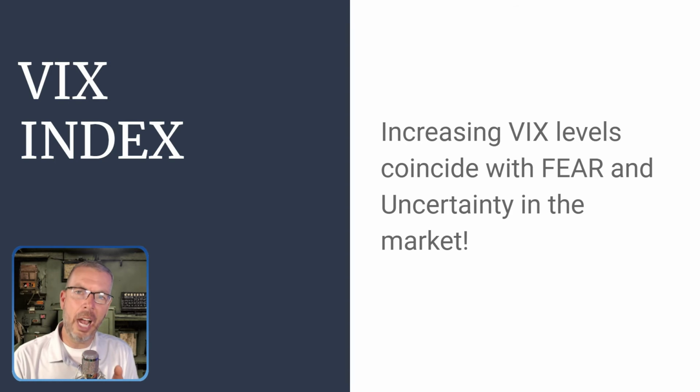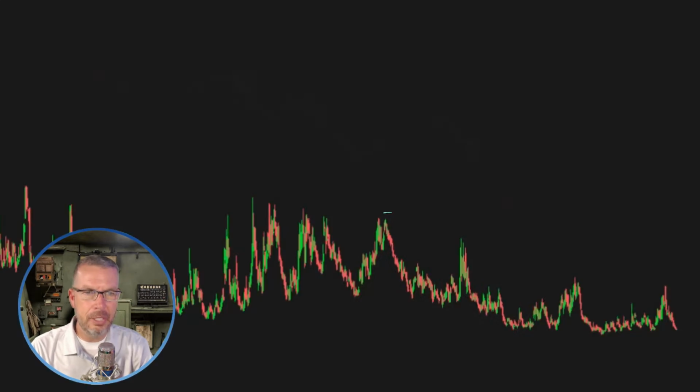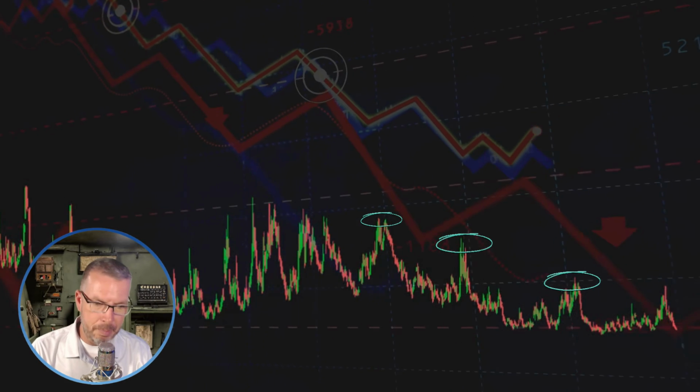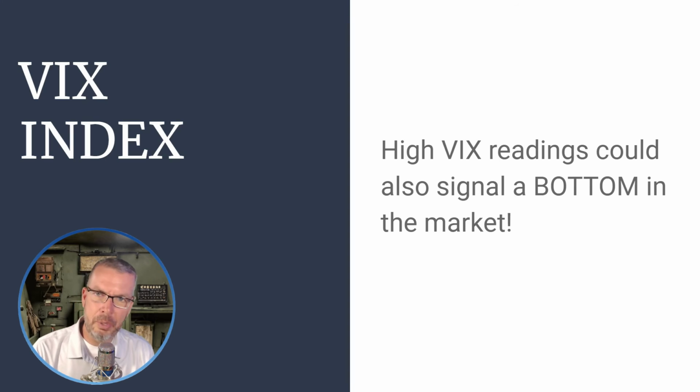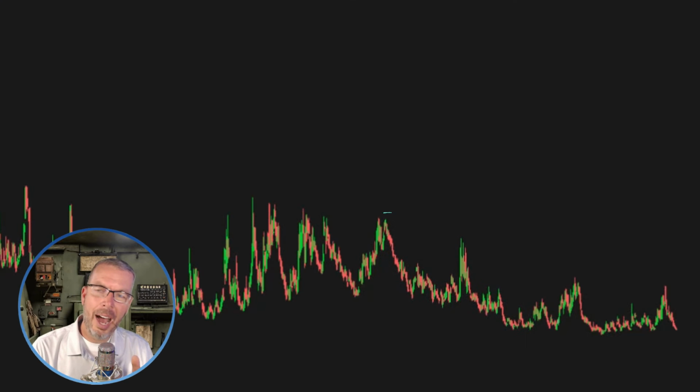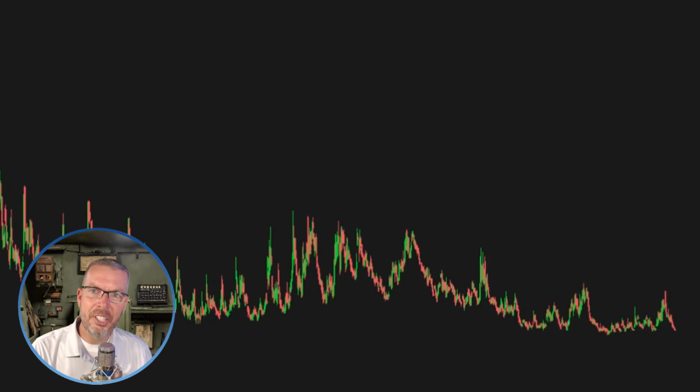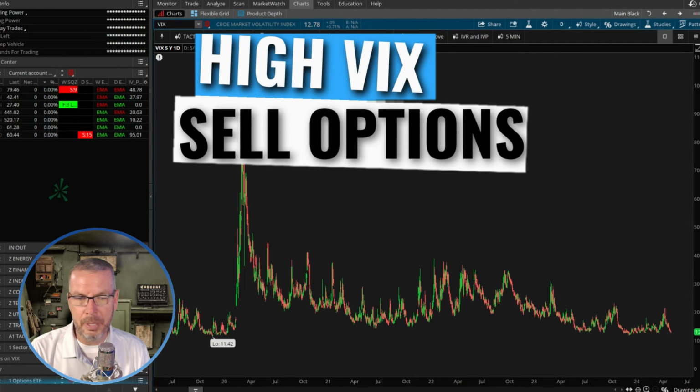And also very high VIX readings could also mean that there's a bottom in the market. So many stock traders will look at this as an opportunity to buy stocks. So if you have a high VIX, a lot of fear in the market, we've had a big down day or down days in the market, it could represent a good opportunity to buy stock. But as an options trader, high VIX readings are a great environment for us to be an options seller, not a buyer of options, because we want to sell high and buy low.